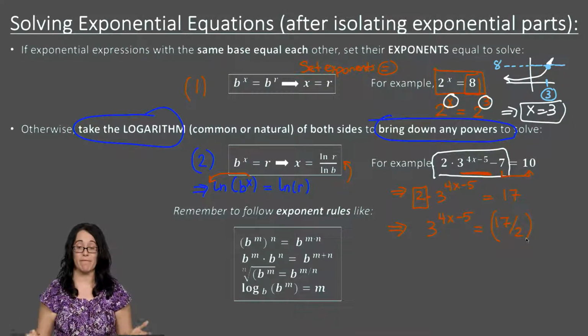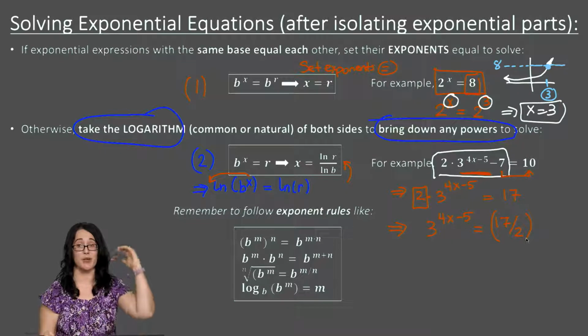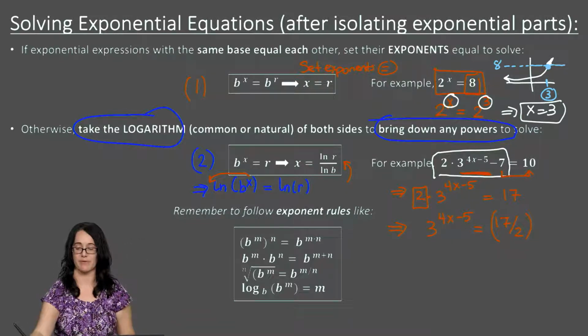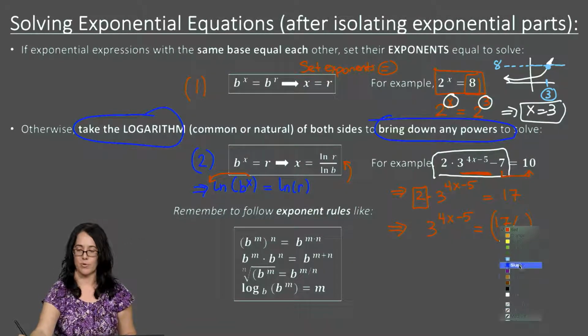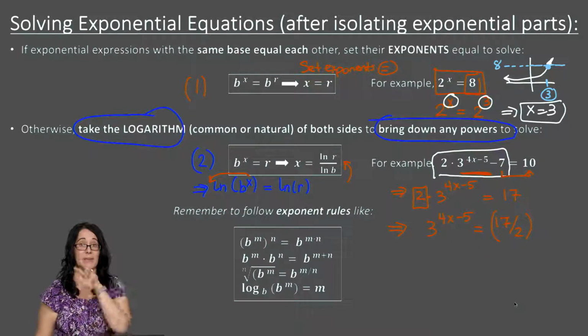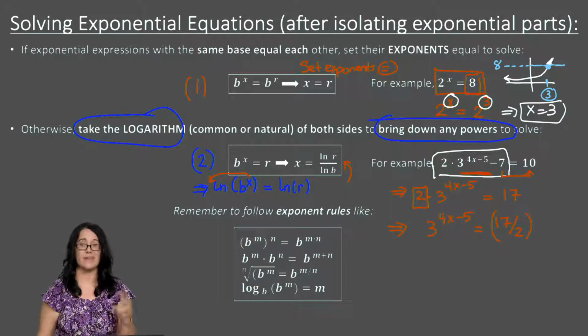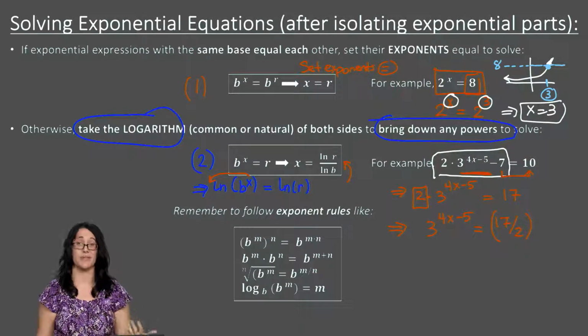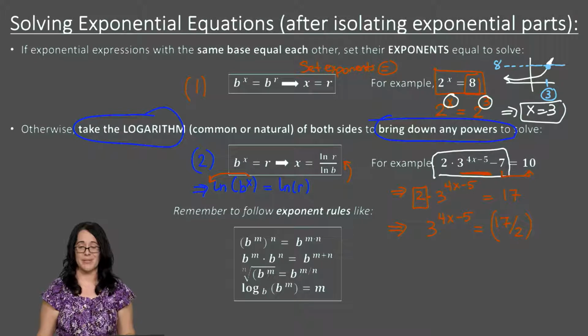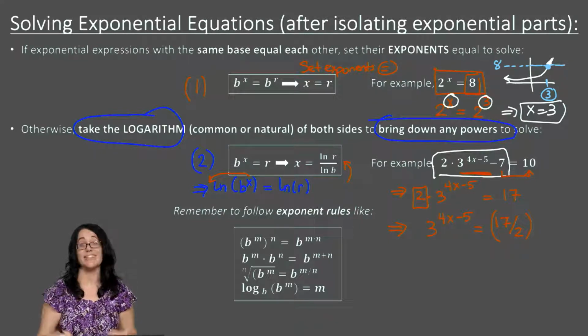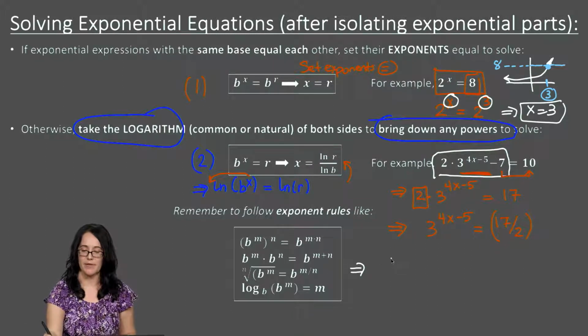At this point, I'm finally in the position to recognize, hopefully, one of these two situations that we described earlier. So which situation is this? Do I have a base equal to the same base on both sides, or don't I? No, I don't. There's no way to easily write 17 halves as 3 to some power like we did above. So in this situation, I would need to take the, that's right, log of both sides. I'll choose the natural log. So if I do that, I would have the natural log of this entire thing.